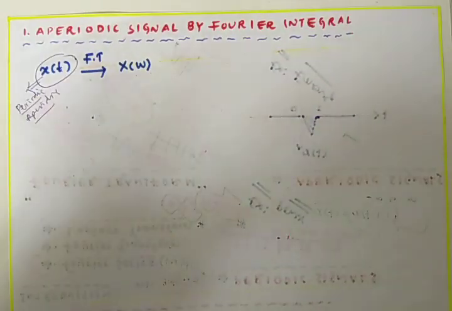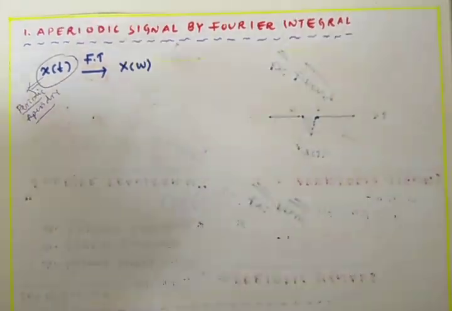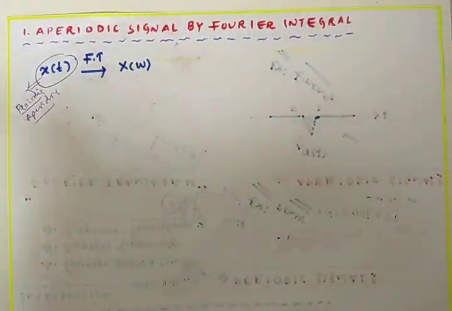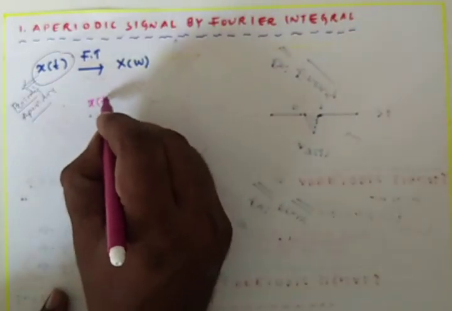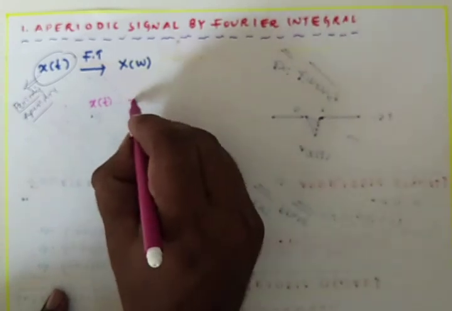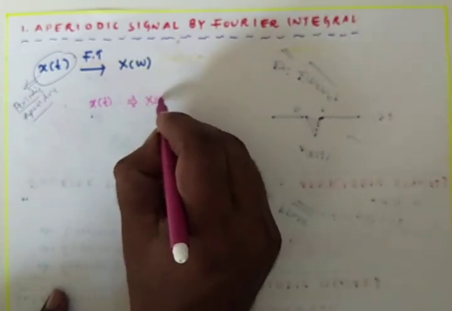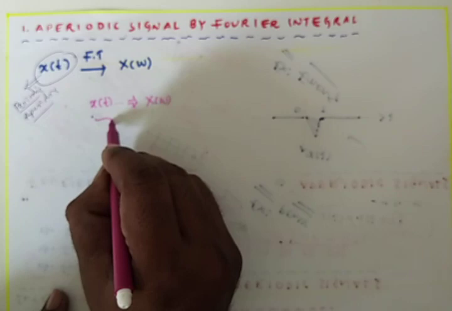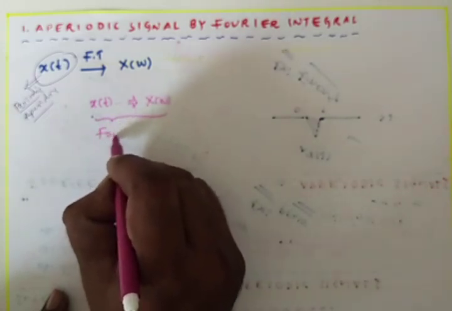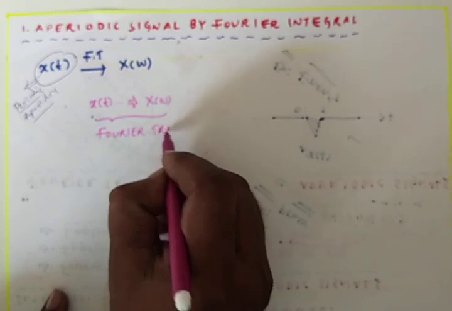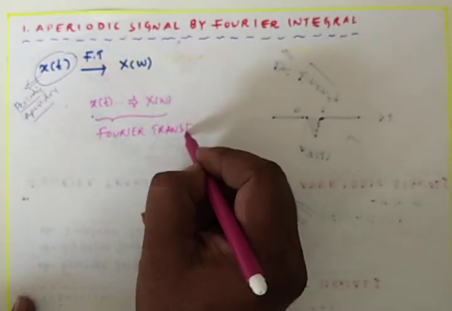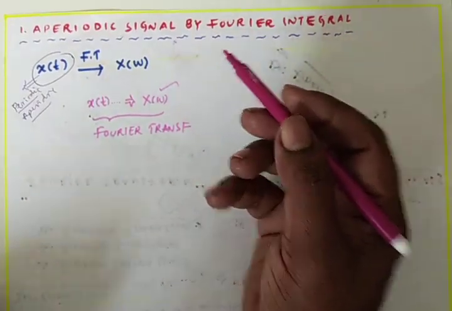The Fourier transform of x of t is defined as follows. Assume that we have x of t, and we want to convert it into x of omega, that is the frequency domain. So what do we have to apply? We have to apply the Fourier transform, in short FT, so that the resultant signal will be x of omega.